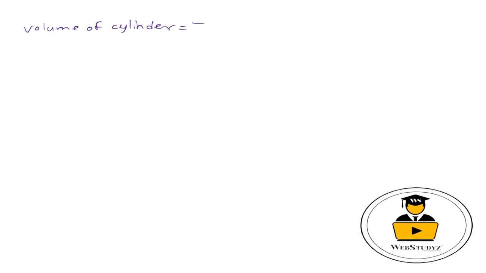Now find out the volume of cylinder. Volume of cylinder is pi r square h. So this will be 3.14 into 1 square into 8, since the diameter is 2, so the radius will be 1, and the height is given as 8. So this comes out to be 25.12 centimeter cube.